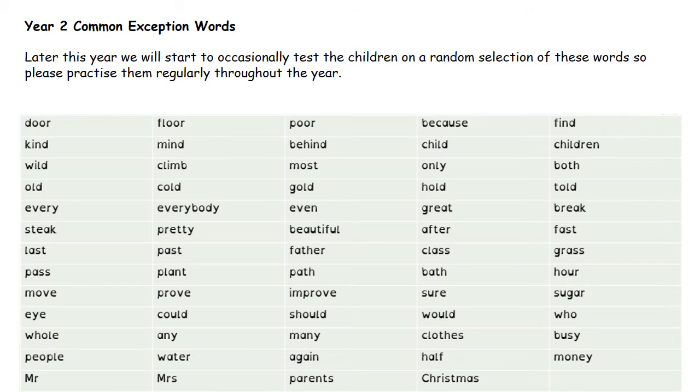These are the Year 2 common exception words. We expect the children to be able to know these by the end of Year 2, and later on this year we will start to test the children on them. So please just choose a couple each week to practice them in sentences, and then hopefully by the end of the year they'll be able to spell all of their Year 1 and Year 2 common exception words. These ones are also on Spelling Shed.